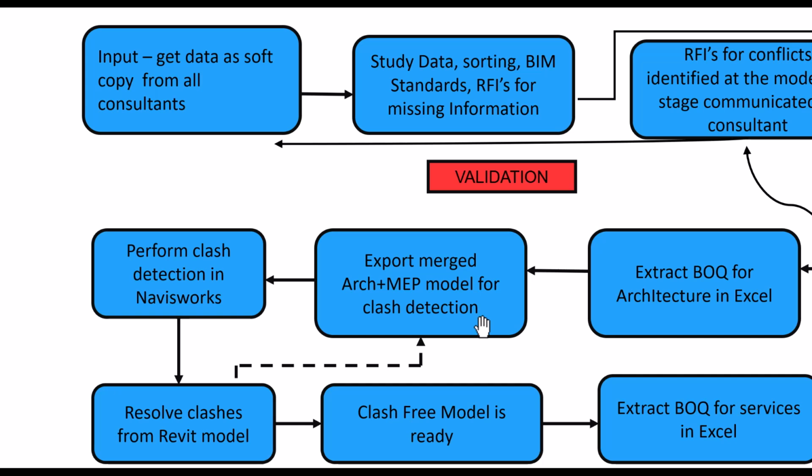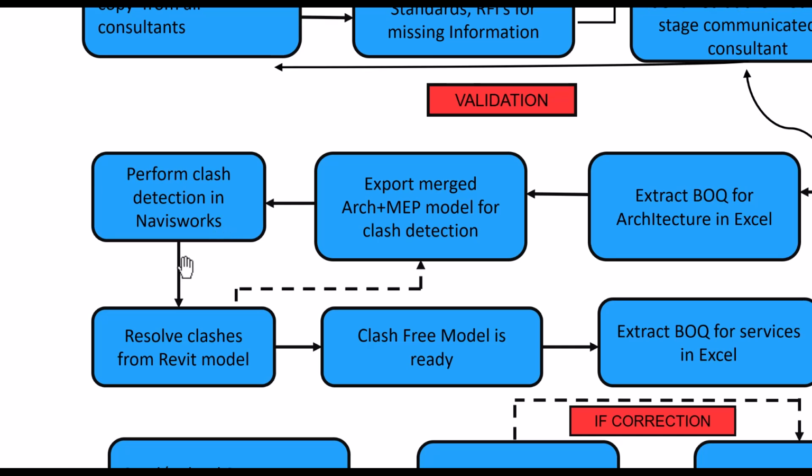Once you already have a model which is validated, and the QC and audit have been done, then you export this entire model for the purpose of clash detection in Navisworks. Then you perform clash detection in Navisworks and resolve the clashes from the Revit model. So the basic workflow is you send the model from Revit to Navisworks, you detect the clashes in Navisworks, and then you resolve these clashes in the Revit model itself.